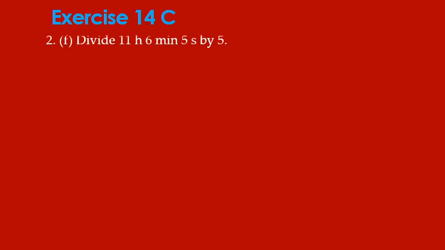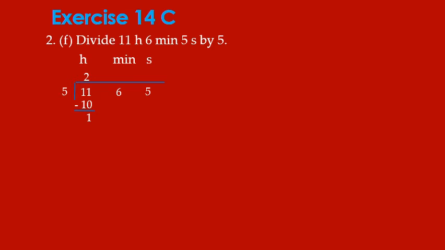Now children, let's come to the next question, which is the F part of question number 2. Divide 11 hours, 6 minutes, 5 seconds by 5. So here we have to write 11 under the hour column, 6 under the minutes column, 5 under the seconds column. And now we will start the division from the hour column. So we will divide 11 hours by 5. So 5 twos are 10. We will write 10 under 11, and then we will subtract 10 from 11. What do we get? We get 1 as a remainder.